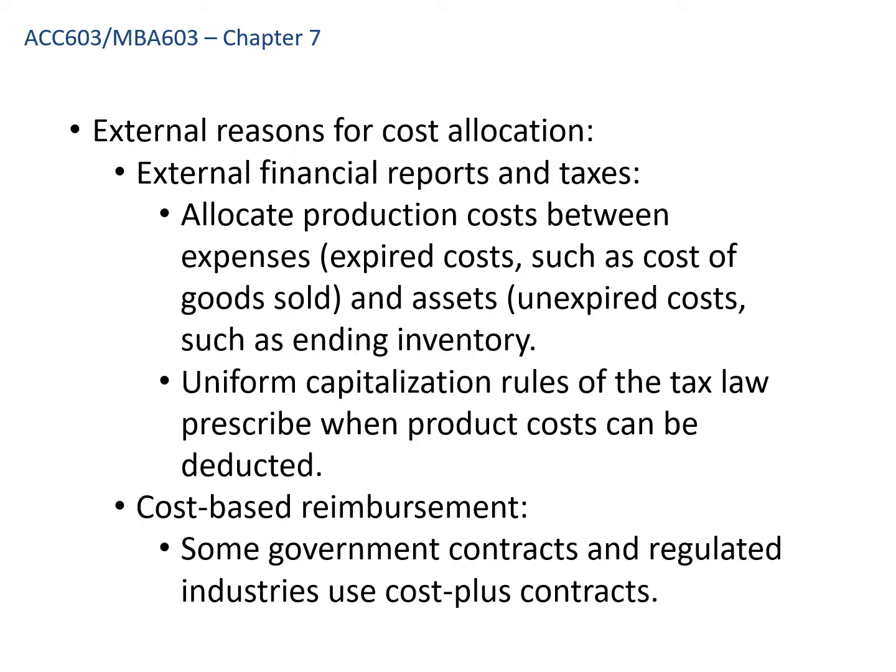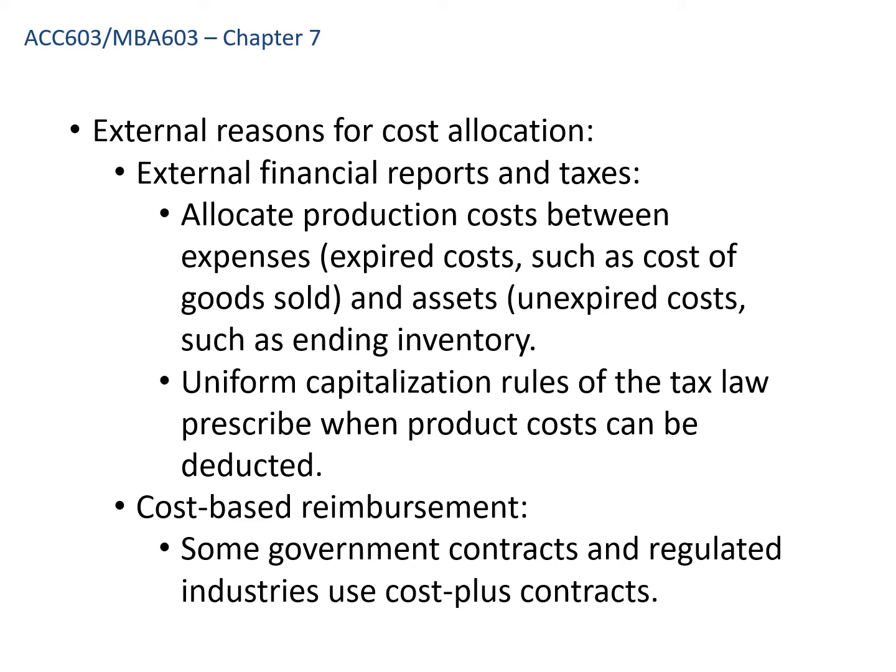So there are a couple of external reasons that require us to do cost allocation. So for external reporting and taxes, we have to allocate production cost, which include overhead like the rent for the building and depreciation and utility cost. We have to allocate that between expenses, products that leave the facility for customer sales, and products that remain on the shelf like ending inventory. So that's an important way that we have to do cost allocation, and the same applies to tax rules.